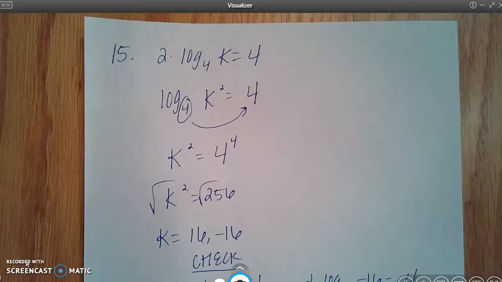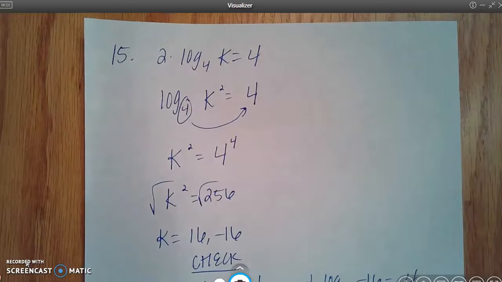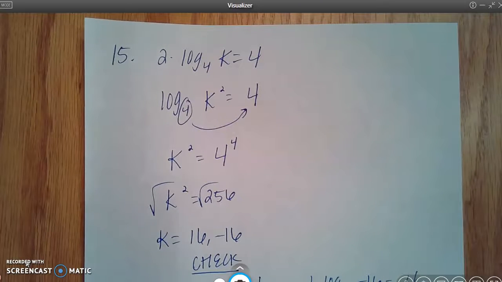Hey guys, so I had a couple questions from you about how to check your answers for the extraneous solutions. So this is number 15 in your homework, and I just want to go through the process to make sure you're at least on the right steps.